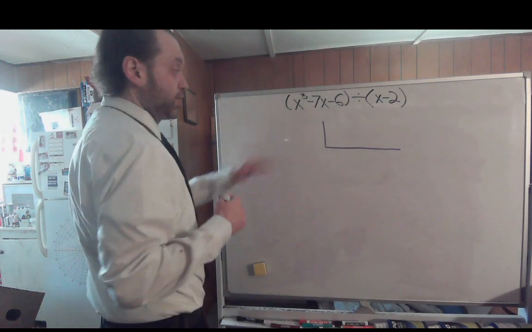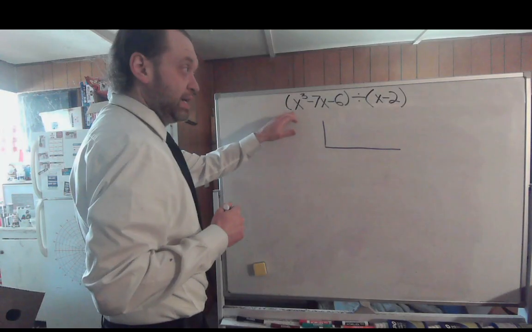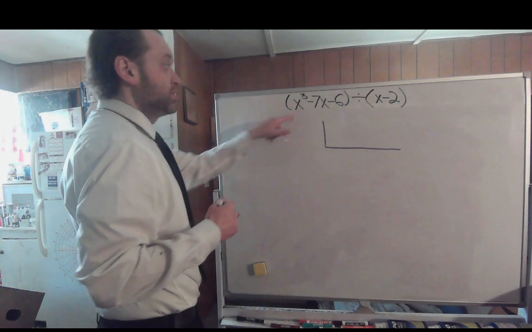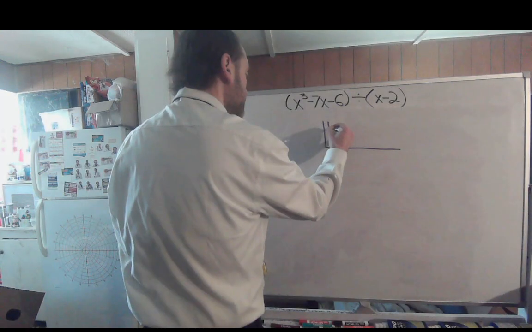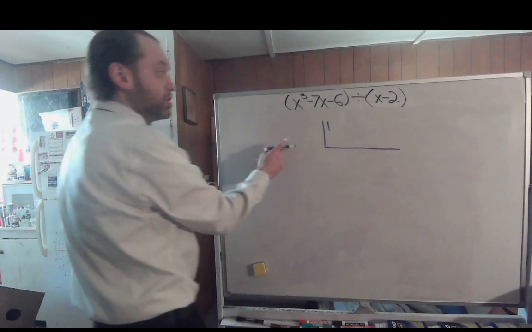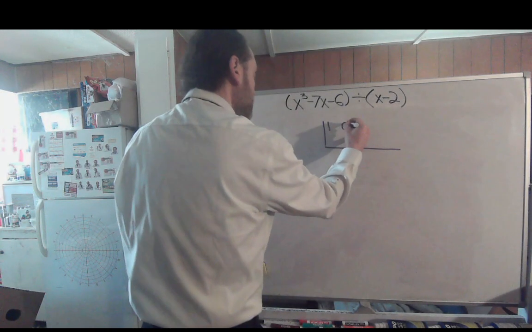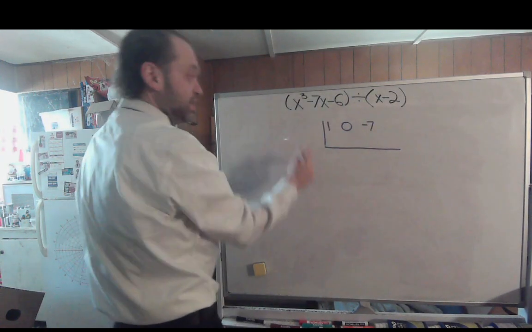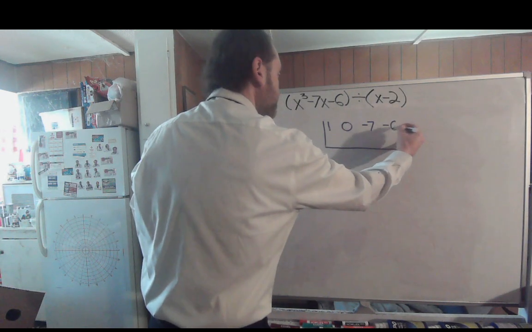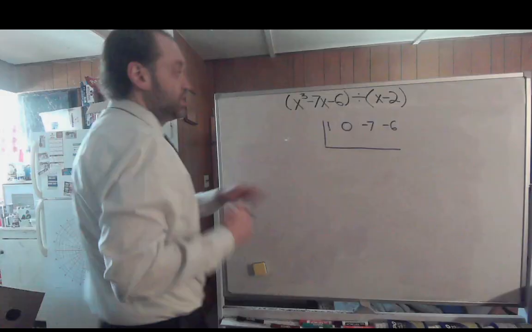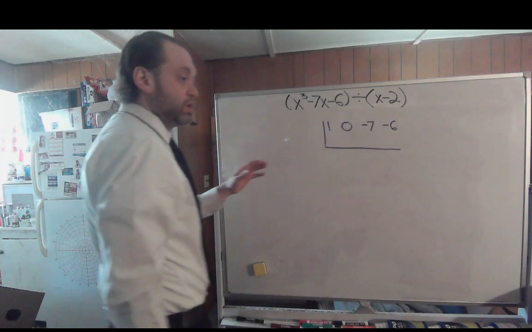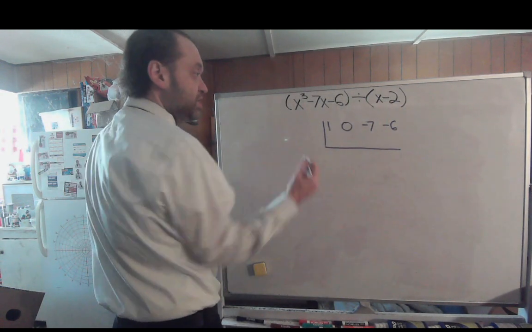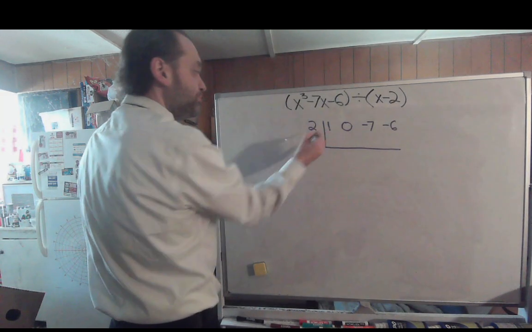Then for your dividend, what you're dividing itself, you'll take the coefficients of the polynomial, so that x to the third has a coefficient of 1. You don't have an x squared term, so that coefficient will be 0. You have an x to the first term, that coefficient is negative 7. Then your constant term is negative 6. Now, what you're going to divide by, that x minus 2, well, you just set x minus 2 equal to 0, you would just get 2. So you're going to divide by 2.